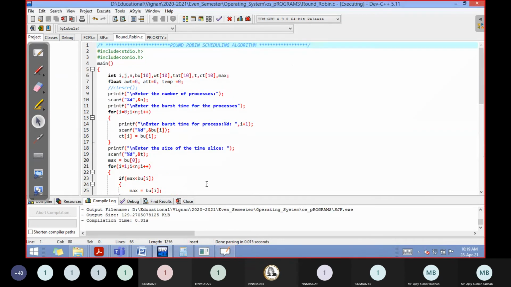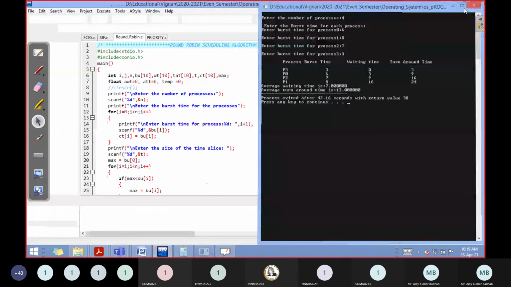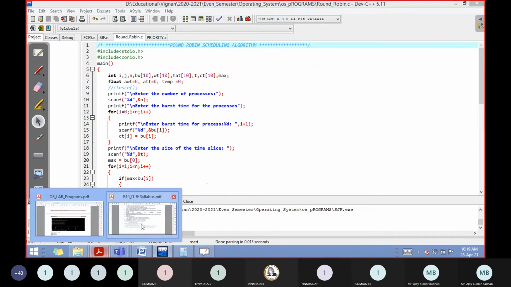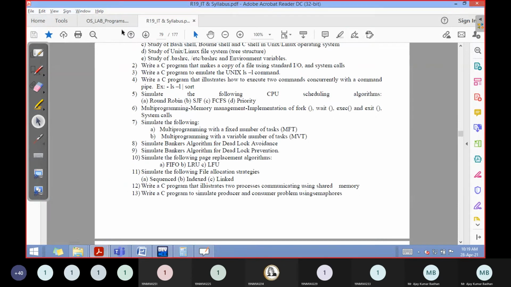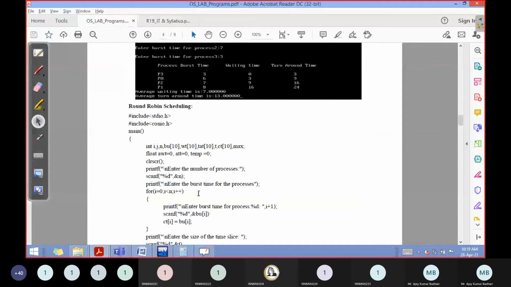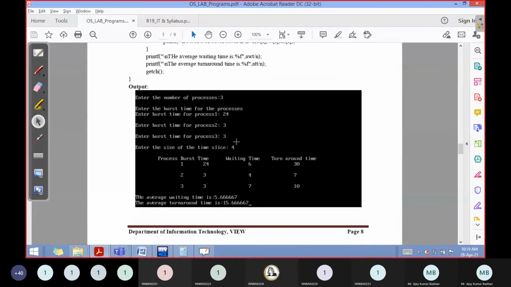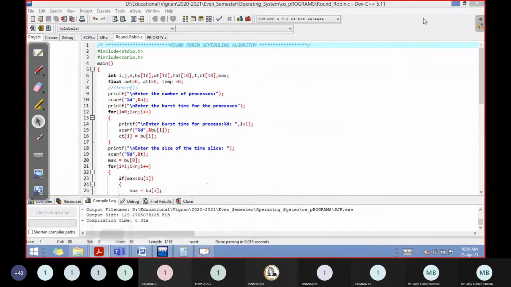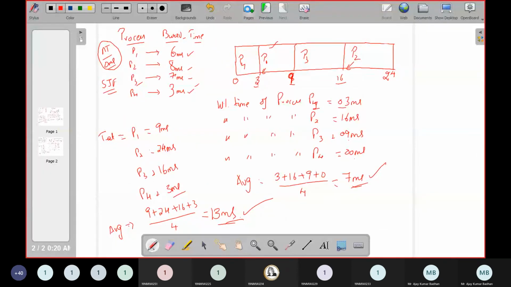And then we have something called round robin. This is very easy. This is the most favorite and mostly used in many of the operating systems we know about. Now for this, let me explain what we are going to do. For round robin scheduling, the output we have taken is 2, 4, 3, 3 and the time slice is 4. Let me explain it. Let me take a new page.